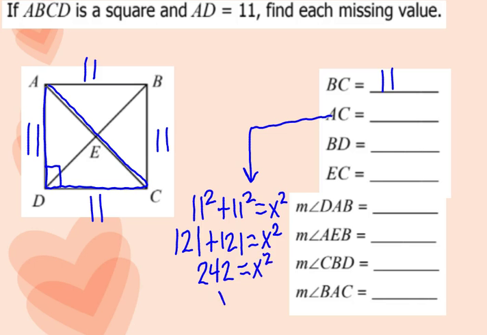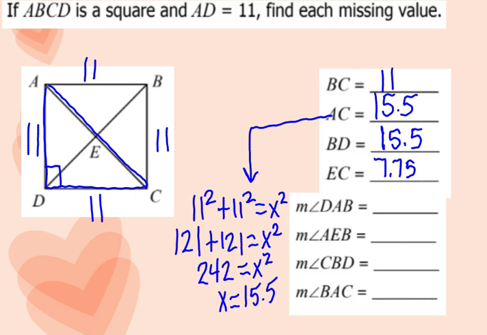Sean, what did you get? 15.5. Are you okay with 15.5? Okay, what's BD then? Same thing. What about EC? 7.7. Perfect.